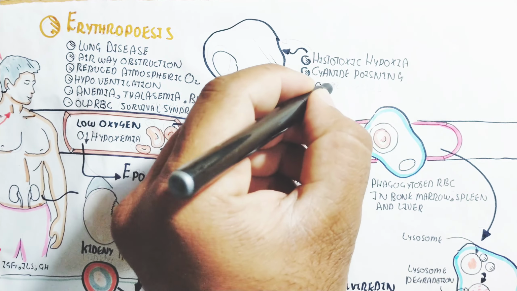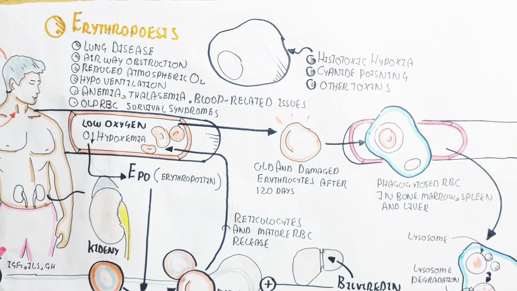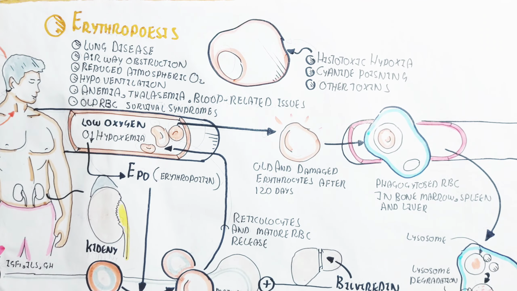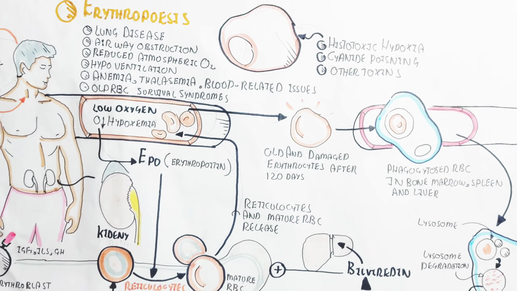I hope that makes sense. Histotoxic hypoxia, cyanide poisoning, and other toxins will lead to damage, which in turn leads to erythropoiesis.